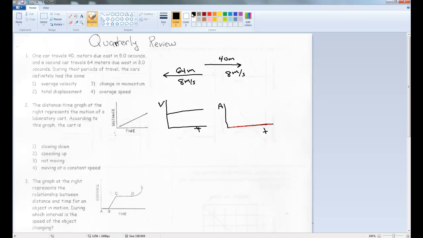So this is the first kind of motion. We've talked about this before. This is something that's traveling at a constant speed, a constant velocity. All right, this would be like a car in cruise control. So according to this graph, this cart is moving at a constant speed.